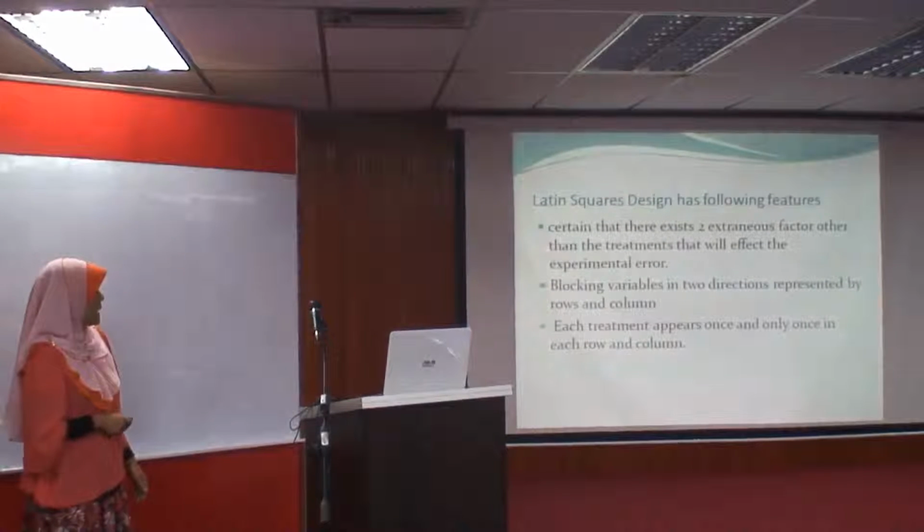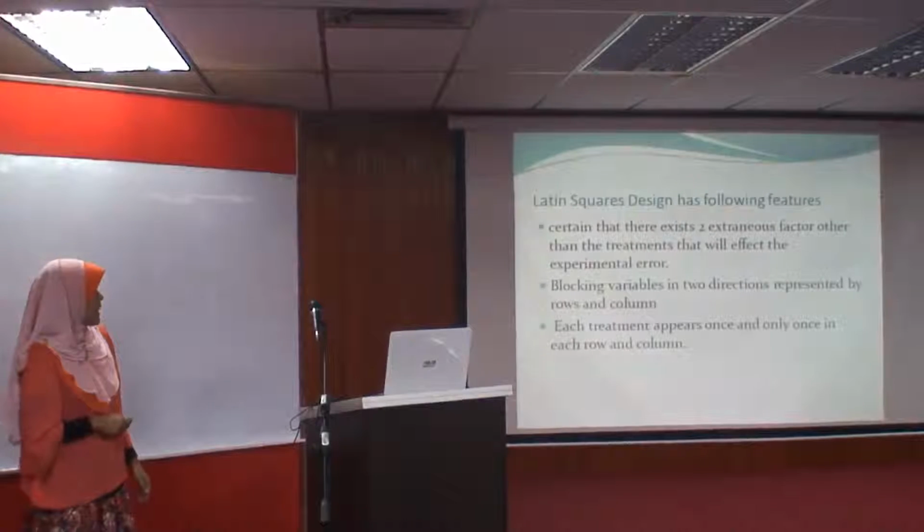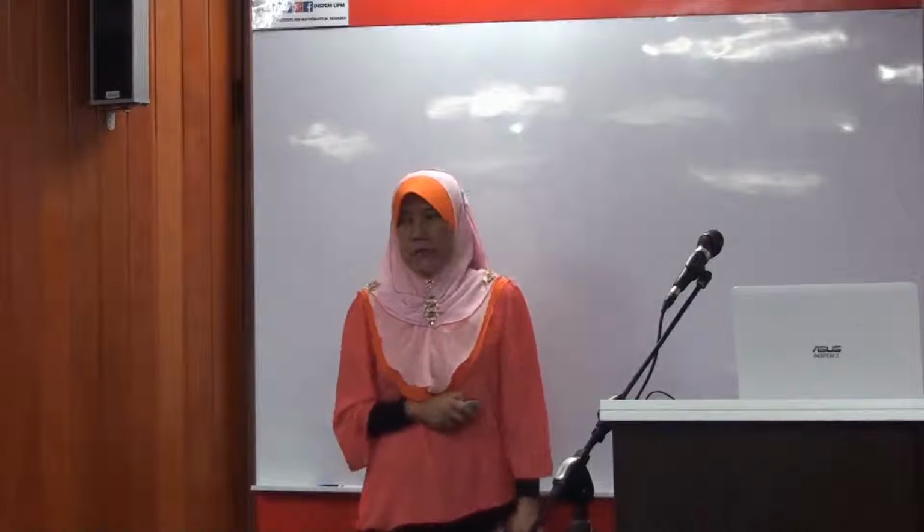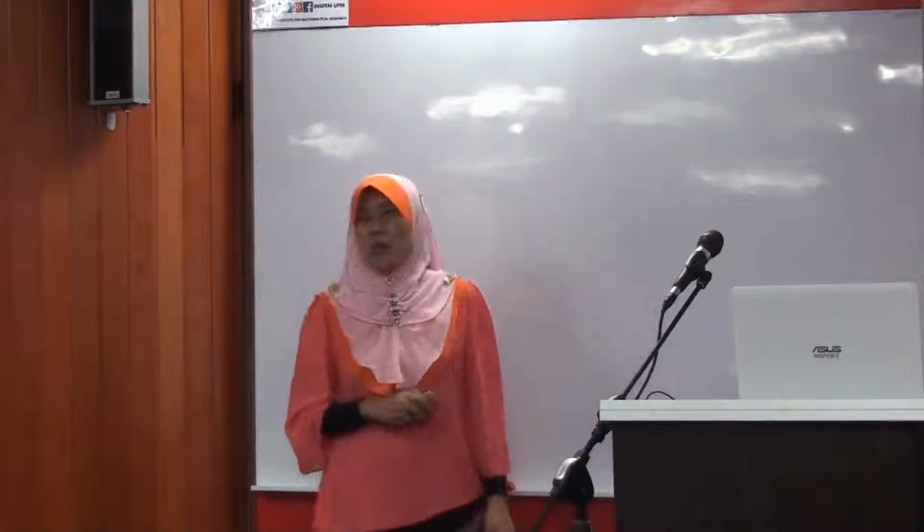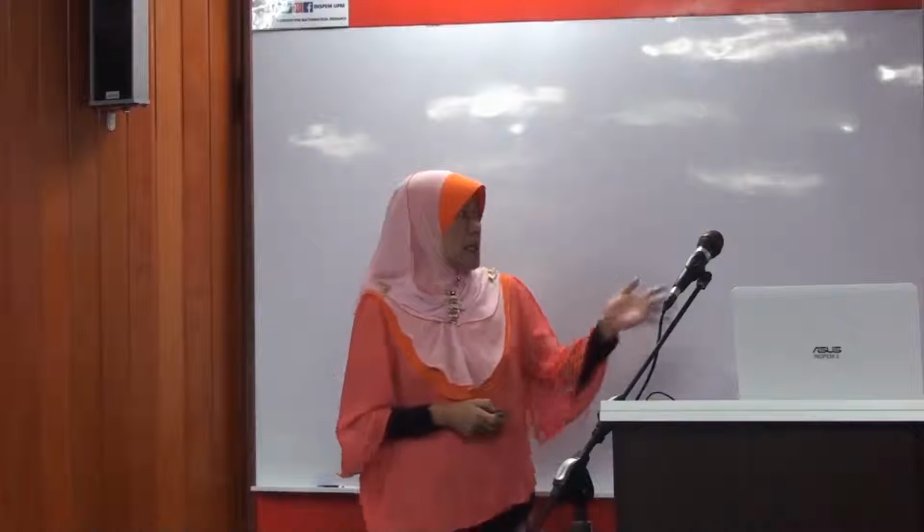Another point to raise is how you do the randomization of the blocking variable. Here the blocking variable is in 2 directions, represented by rows and columns. For the completely randomized block design, the blocking variable is only in 1 direction, that is, in the row. And furthermore, each treatment appears once and only once in each row and column, as already mentioned earlier.